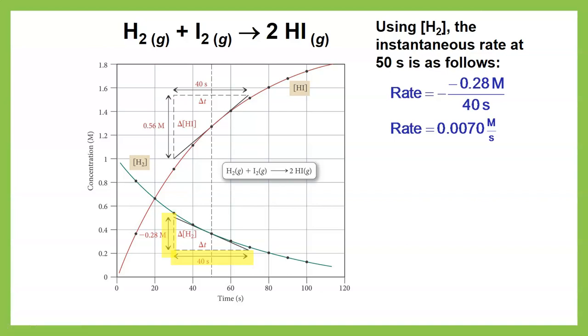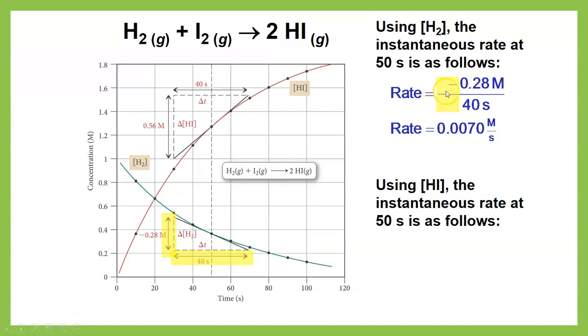But maybe I want to relate this to the HI being produced, not how quickly the hydrogen is going away. So what I have to do is I have to do the same type of calculation, but I'm going to have to divide by 2 because I want to know the rate for the whole reaction in terms of this, but I don't want to deal with the fact that this has been doubled.